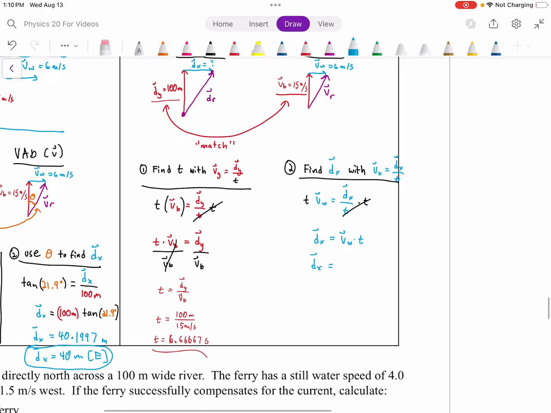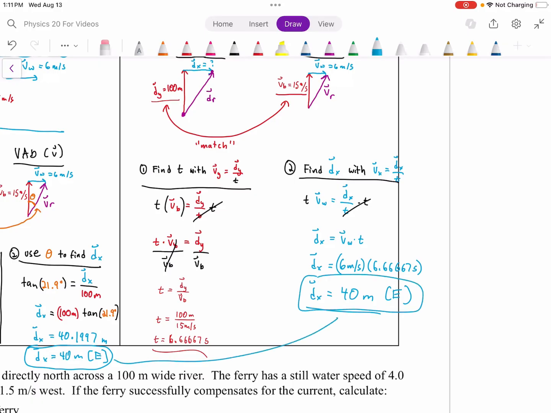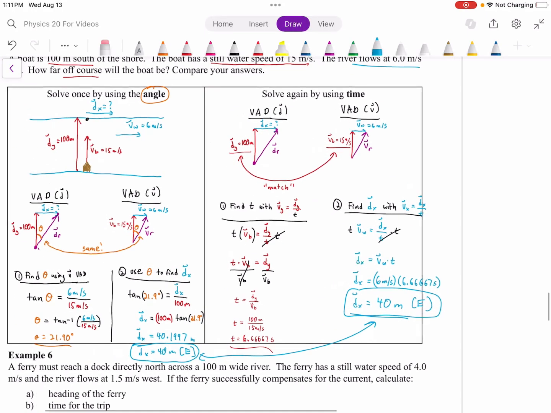So putting in our numbers, we know that the velocity of the water is 6 meters per second. And now, thanks to our y-axis, we know that the amount of time it was doing that for was 6.6667 seconds. Multiplying those two together, I got 40 meters, right? And again, to the east. So notice, that's the exact same as we got by using the angle. Both are perfectly valid approaches.